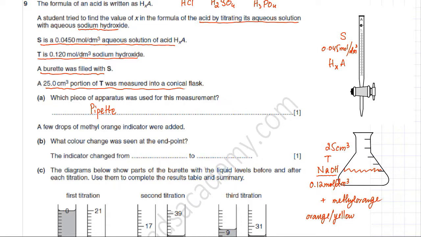And as soon as you start adding this acid from the top from the burette into this flask, what would happen is that the acid is going to neutralize the alkali, and eventually all the NaOH would get used up.